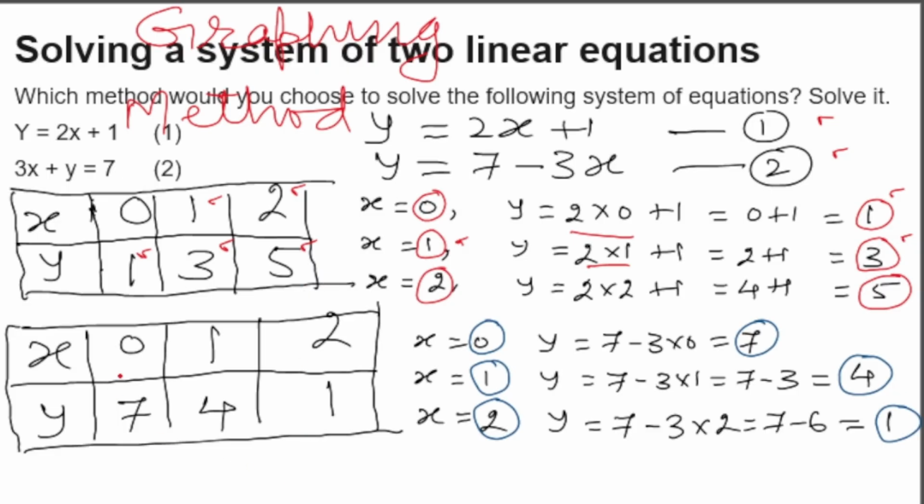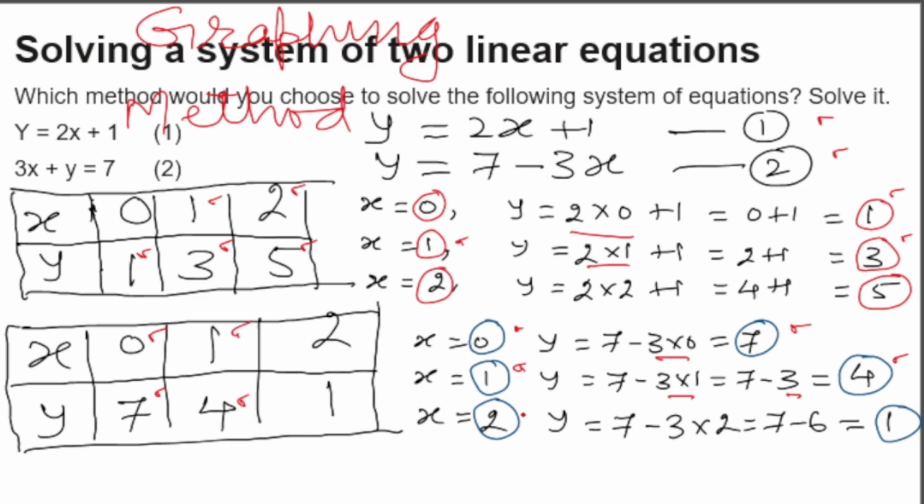And similarly, when we put x is equal to 0 in the second equation, 3 into 0 is 0. So 7 minus 3 into 0 is equal to 0. So 7 minus 0 is equal to 7. So at x is equal to 0, value of y is equal to 7. Now, when x is equal to 1, y is equal to 7 minus 3 into 1. 3 into 1 is equal to 3. So 7 minus 3 is equal to 4. So at x is equal to 1, value of y is 4.